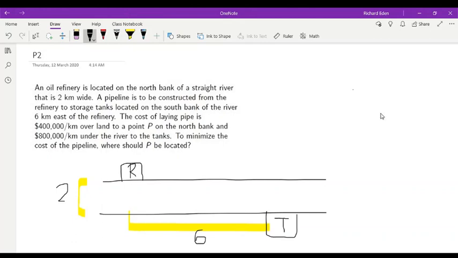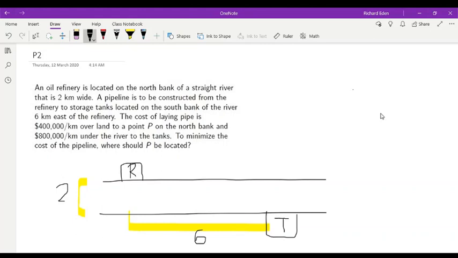Hello. Let's use calculus to solve an optimization problem. An oil refinery, labeled R in the figure, is located on the north bank of a straight river that is 2 kilometers wide. The pipeline is to be constructed from the refinery to storage tanks located on the south bank of the river, 6 kilometers east of the refinery. Storage tanks labeled T.